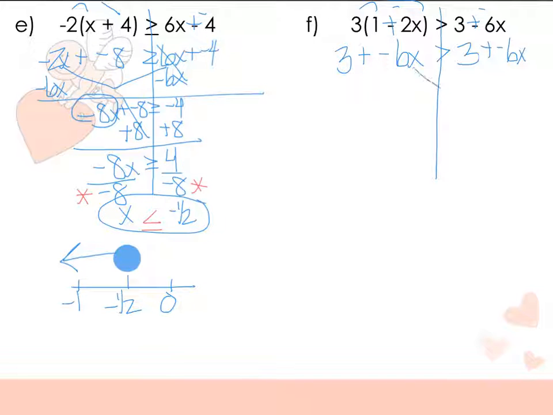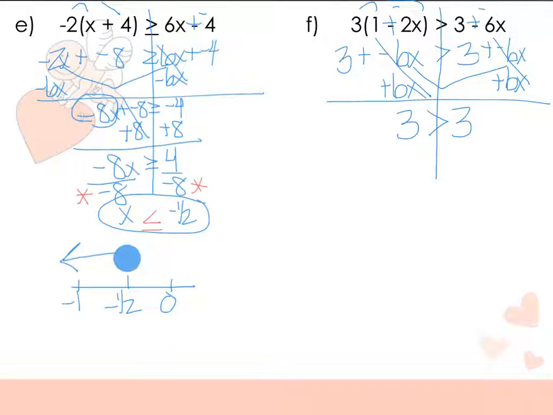We have a letter on both sides of our inequality, so I'm going to move them to the same side. This time by adding 6x, because it was a negative on this right-hand side. So those cross out. Then from here, negative 6 plus 6 is 0. So if it's a 0, we're just going to cross it out. And let's write what's left over. We're left with 3 is greater than 3.